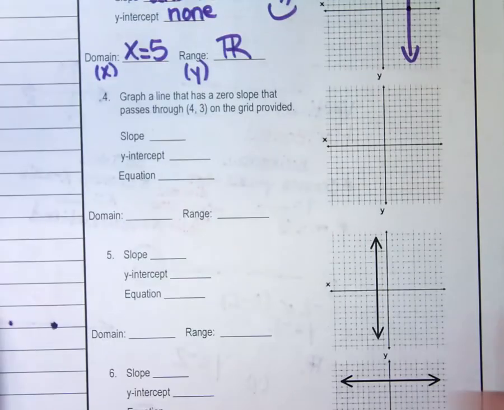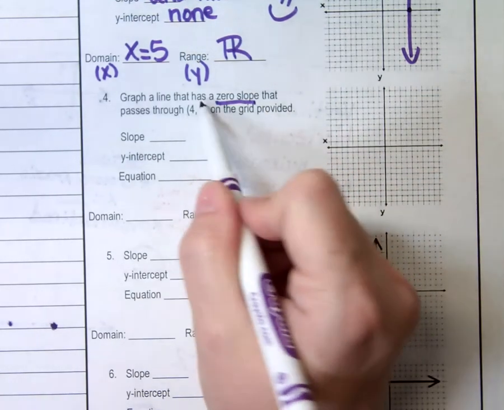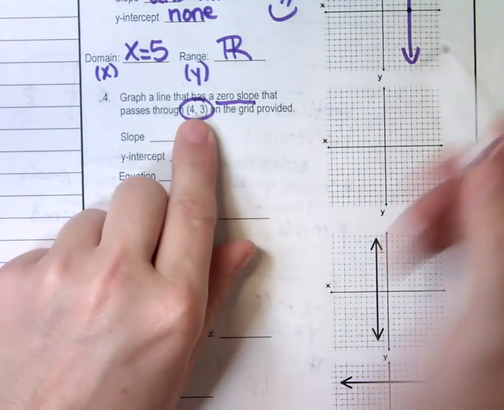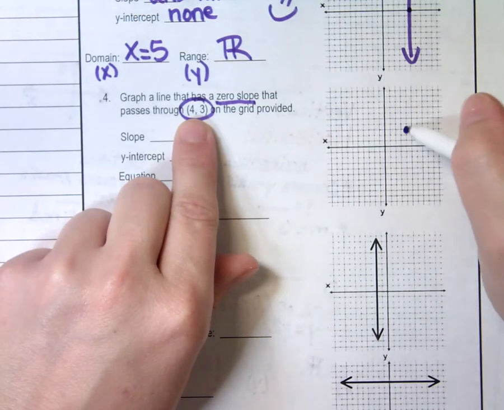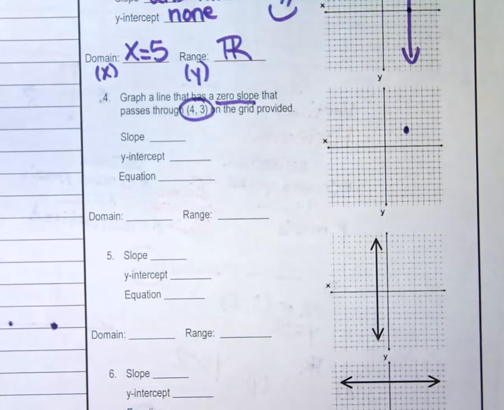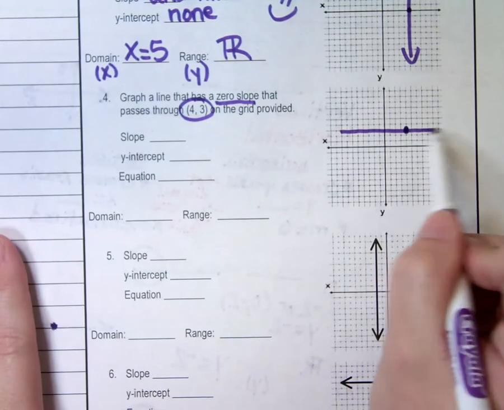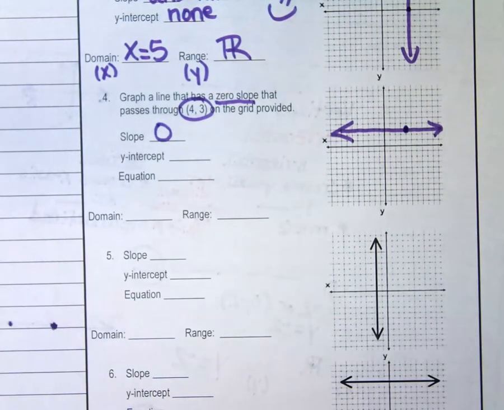Number 4 says graph a line that has 0 slope that passes through the point 4, 3. Okay, so let's plot our point first. So I'm going to go right 4 and up 3. Now, if the slope is 0, what kind of line has 0 slope? Horizontal. Okay, so we already know the slope is 0. The problem told us that.